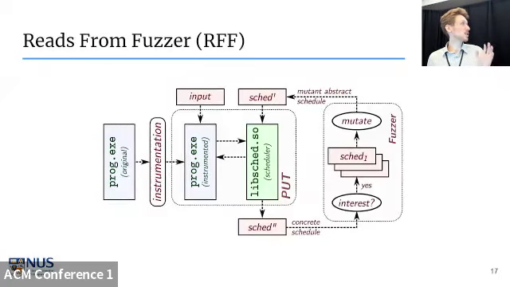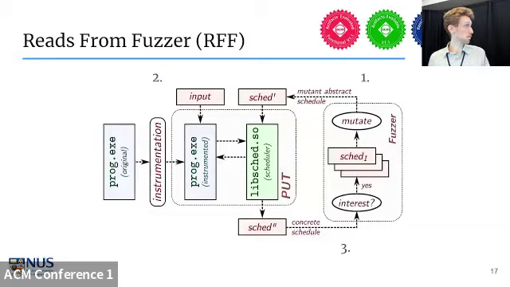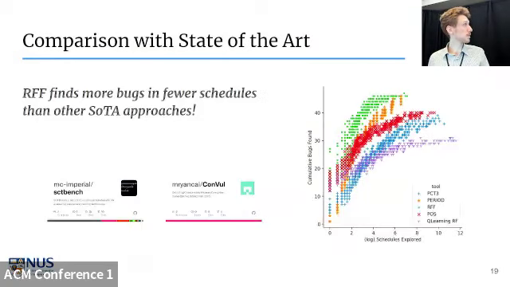So to summarize this work, we created a tool called reads from fuzzer. We're mutating these abstract schedules, enforcing them at runtime with a scheduler. And then after we've executed the program, we look and see which reads froms were actually satisfied and use that as feedback to guide the search going forwards. And this is all publicly available. So if you're interested, you can also take a look at the implementation on GitHub.